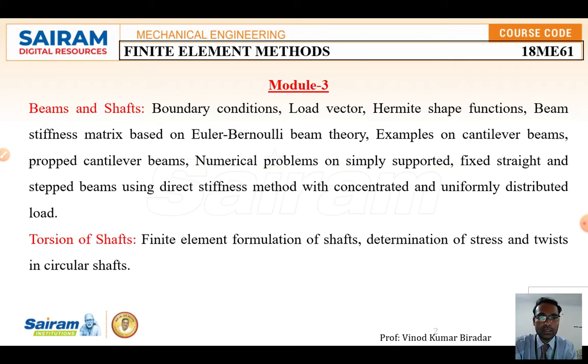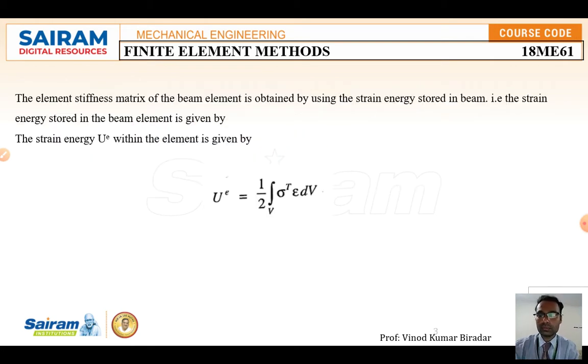Now I am going to derive the element stiffness matrix for this beam element, the beam stiffness matrix based on the Euler-Bernoulli theorem. The element stiffness matrix for the beam element is obtained by using the strain energy stored in the given beam, which we already studied in module 1. The strain energy stored in the given beam element is given by this.